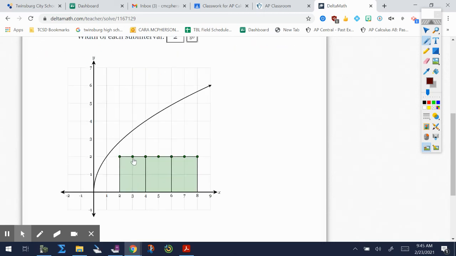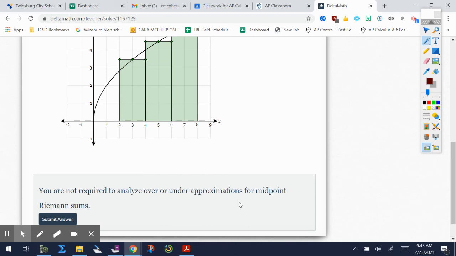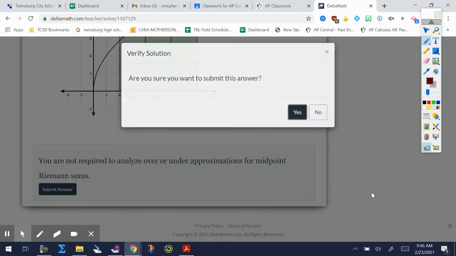Midpoint, notice it has this extra dot. That's what's going to go up to my function. This one's actually easier to draw in Delta Math. So here are my 3. Now, one thing you'll notice with this is you can't really analyze over or under approximations from midpoint, so they will not ask that question. They will only ask that question if you're asked to do a right Riemann or a left Riemann. So then we submit.